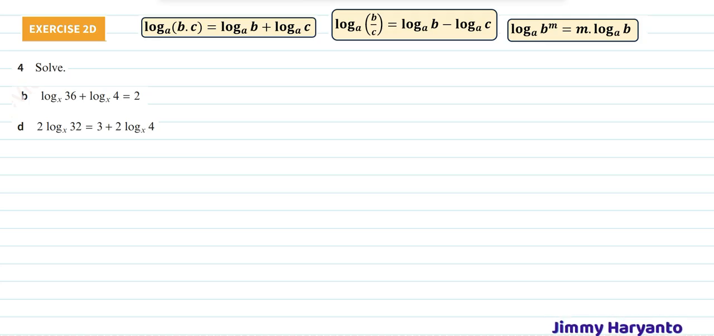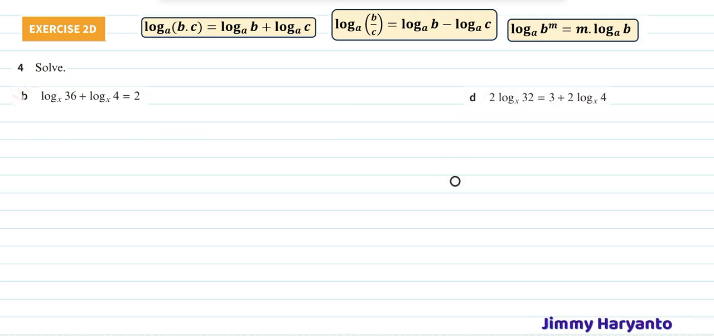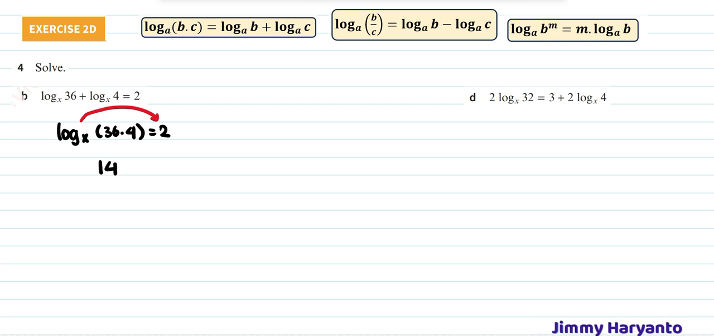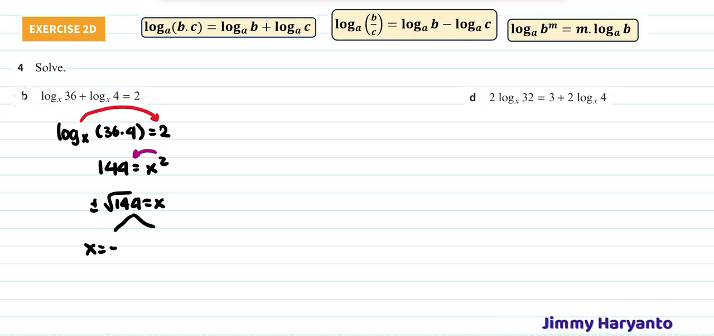And then next is for B and for D. For B, I can combine this using multiplication rules. So I will have log x of 36 times 4. 36 times 4 equals 2. And then I want to move this to the right hand side. I will have 144 equals x to the power of 2. And then you move the square to the left hand side, it will become square root. Like this, don't forget the plus minus. If you have square roots, that means x equals negative 12 and x equals 12.